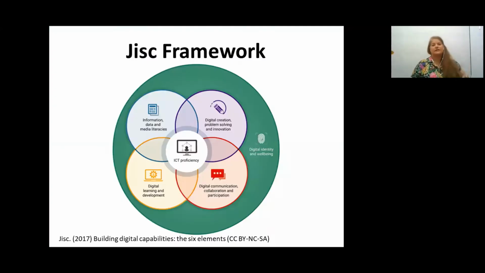So the JISC framework identifies 6 elements of digital capability. And unlike other frameworks, it includes the element of digital learning and development. And this is of great importance to lifelong learning.